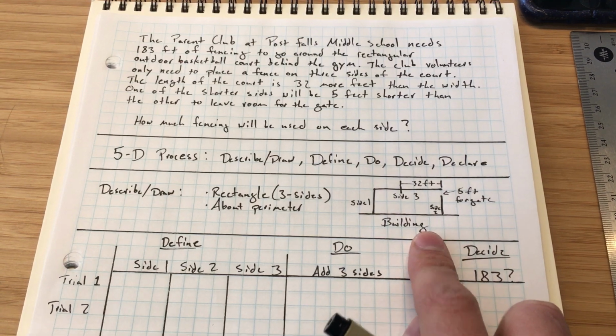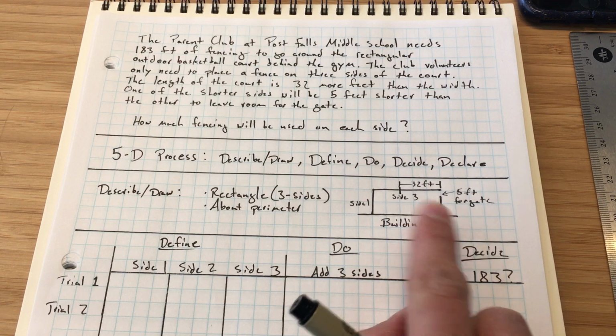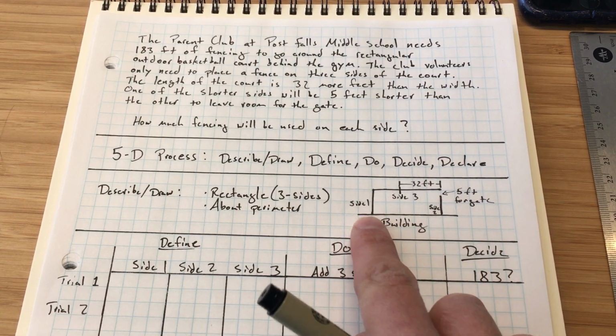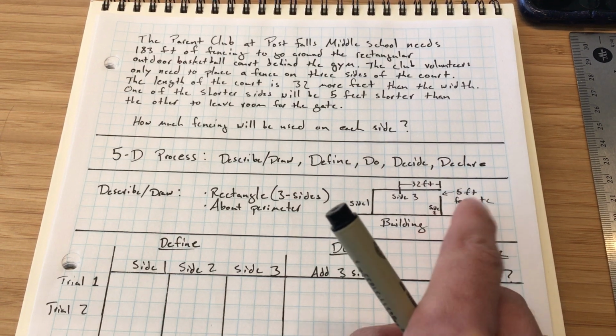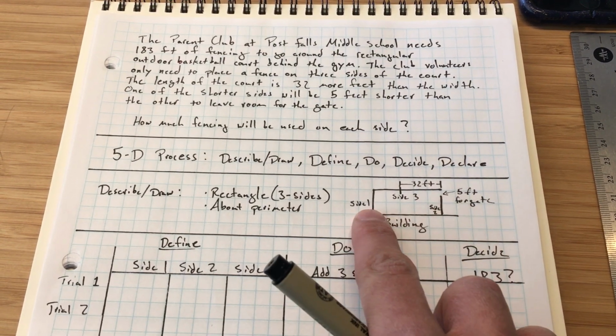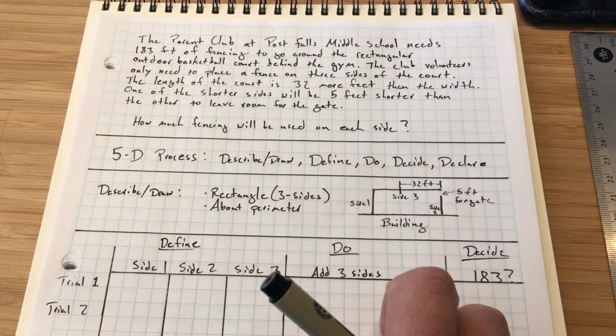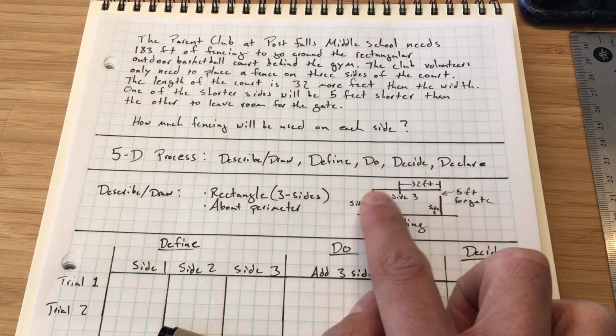Over here, I've drawn a picture. This is the wall for the building. I don't need to worry about this side. I drew one short side. I called this side 1. On the other side, I called this side 2, and I put 5 feet for the gate. So this is 5 feet shorter than this side for the gate. And finally, side 3 is 32 feet longer than this short side.